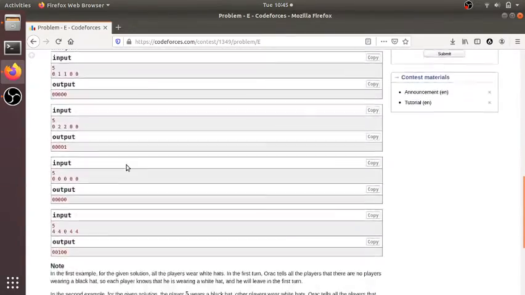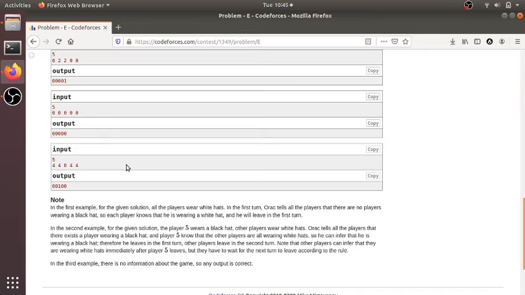Alright. So at the first turn, Dorex said that there is a player with a black hat. I think one player with a black hat. So it requires at least 4 turns to know whether. Okay, so it marks that I'm also black hat wearing. So by the 4th turn, everybody comes to know that we all are wearing white hats, and this guy is wearing a black hat.